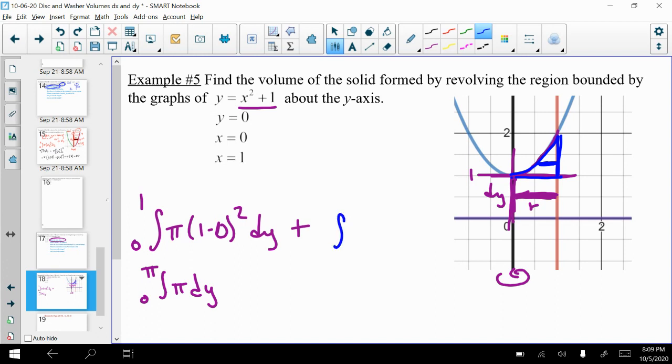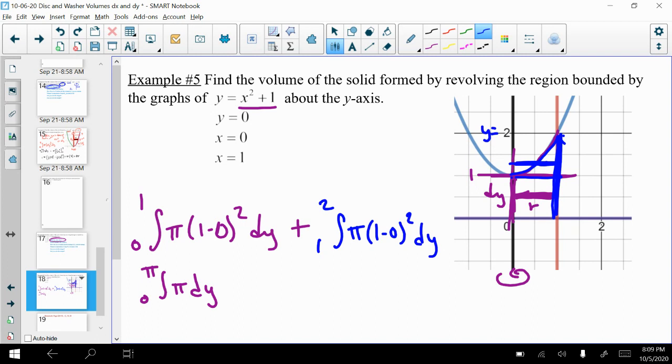Now, the big volume would just be the integral from 1 to 2, right? Y equals 2 up here. And then for the big volume, we go all the way from our axis of rotation to the outer edge. So that's going to be pi times (1 minus 0) squared dy, right? Because we need to integrate along this one the whole time.